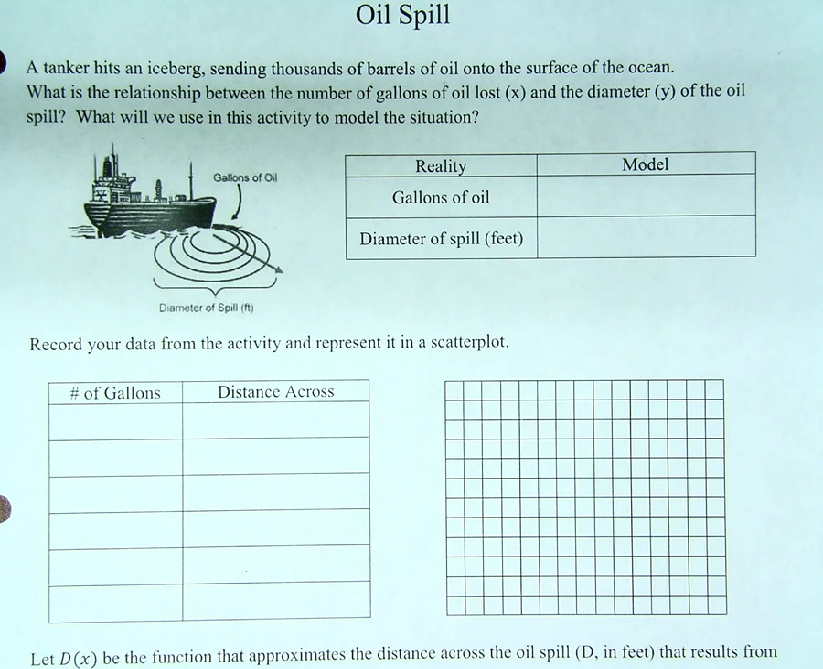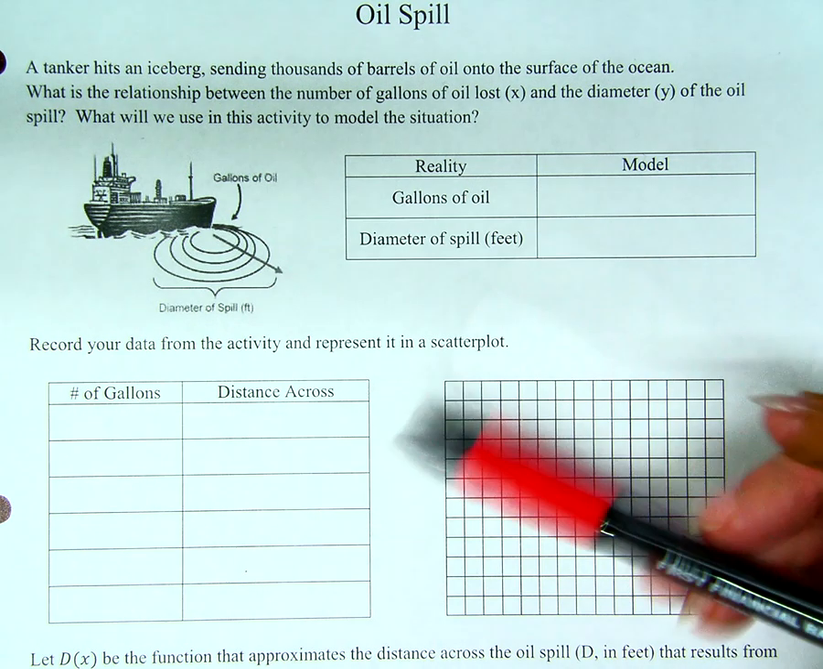A tanker hits an iceberg, sending thousands of barrels of oil onto the surface of the ocean. What's the relationship between the number of gallons of oil lost, which we'll call X, and the diameter, which we'll call Y, of the oil spill? What will we use in this activity to model this situation?